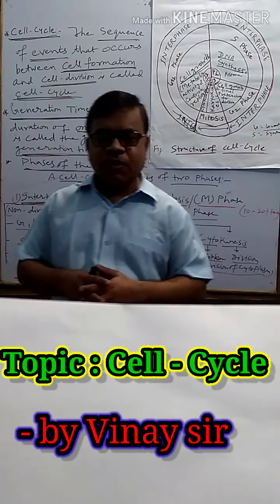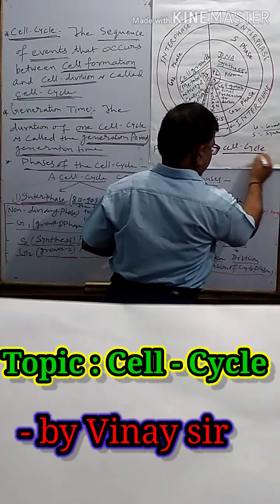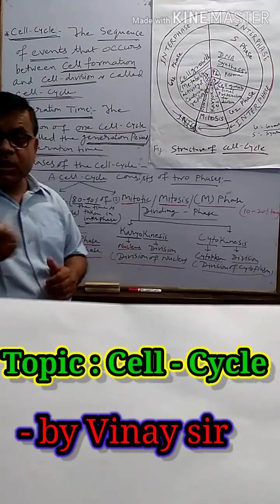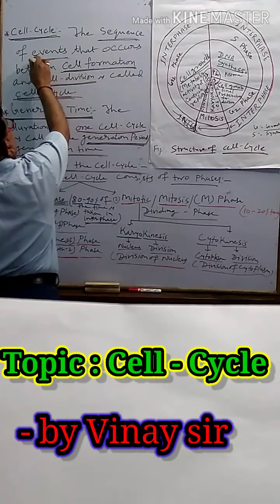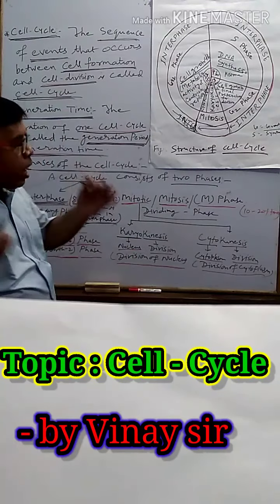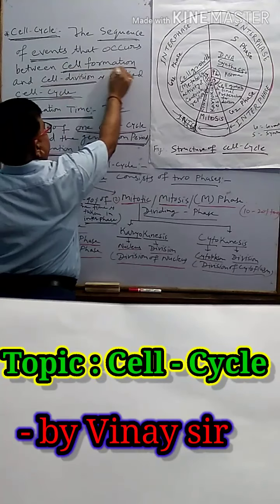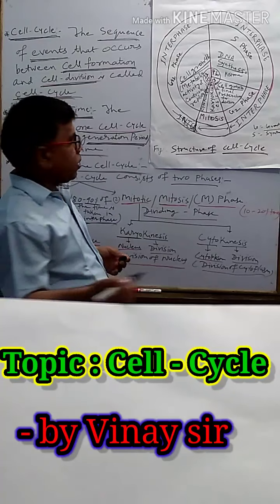But today we will discuss the cell cycle. This is the structure of the cell cycle. What is the cell cycle? The cell cycle is the sequence of events that occurs between cell formation and cell division.